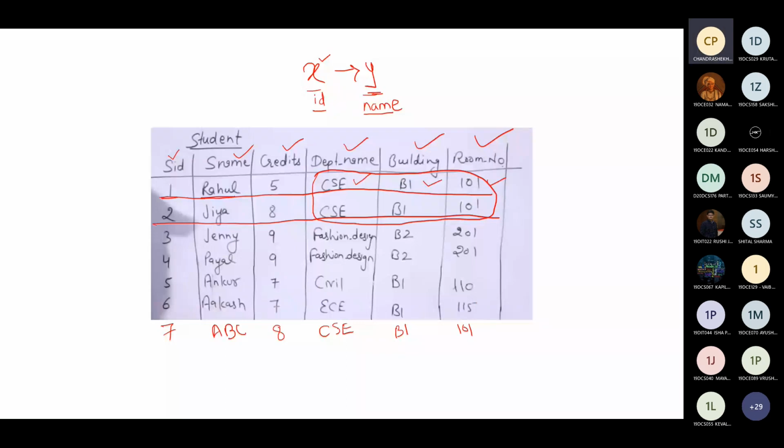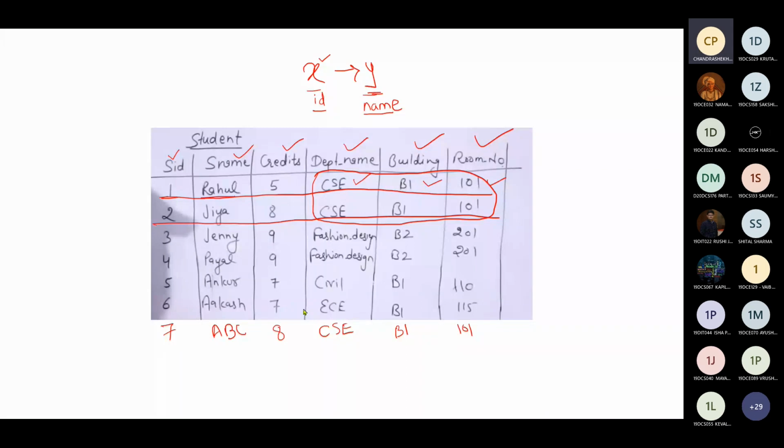Now it is a small table, but when there is a large schema, a large table, in that case I have to repeat this again and again. So it is called an insertion anomaly.